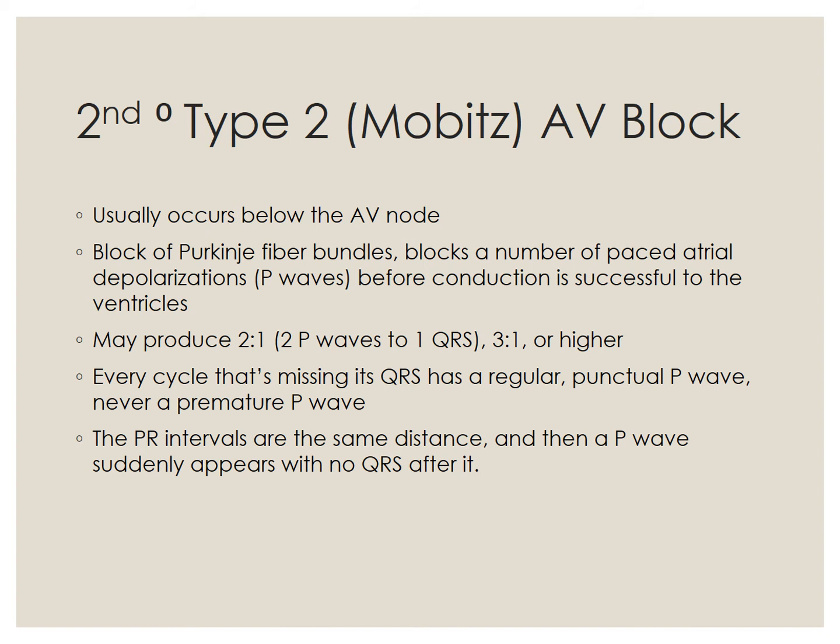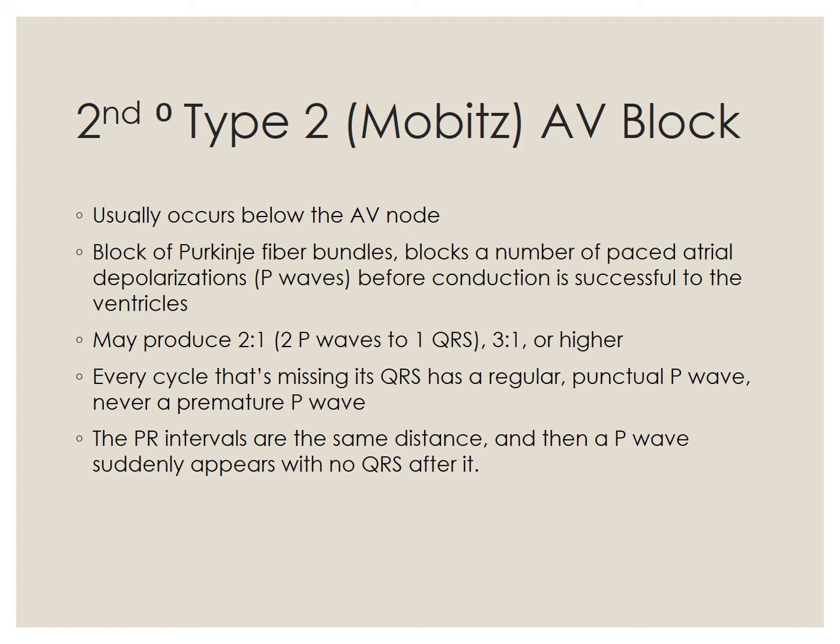Second degree type 2, which is also considered Mobitz, is the name. So that must have been Mr. or Mrs. Mobitz who figured this out. Second degree type 2 usually occurs below the AV node. This is less common than type 1, and type 2 is more serious and is a cause for concern because it has a greater potential to progress to a third degree AV block.